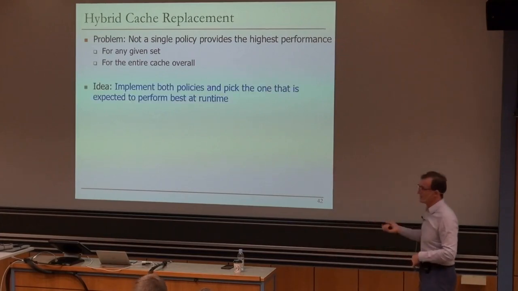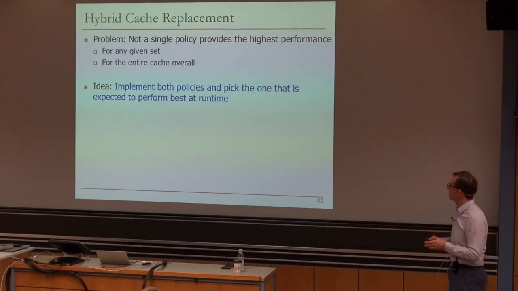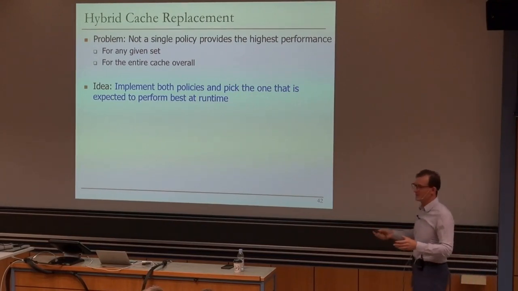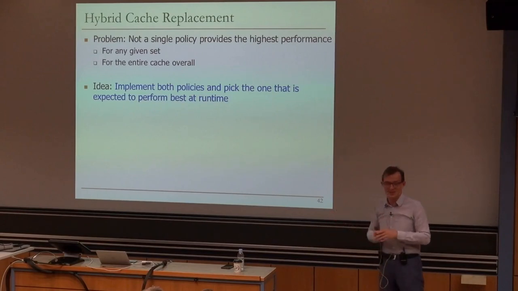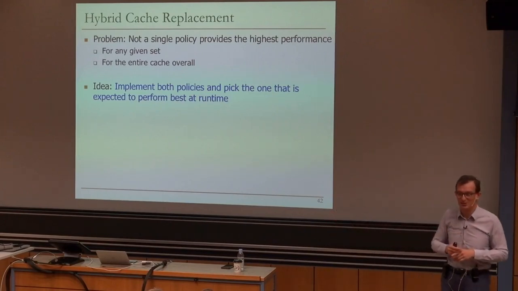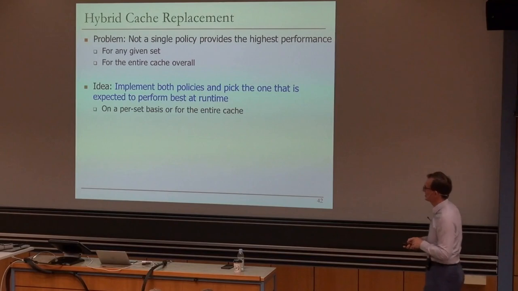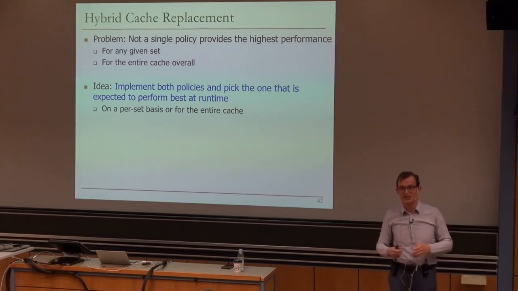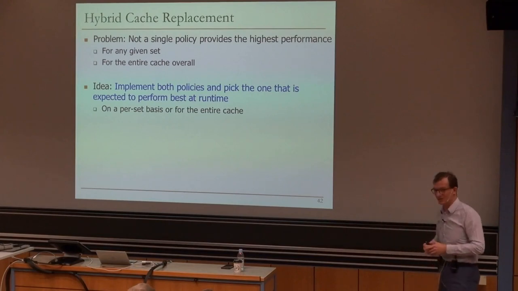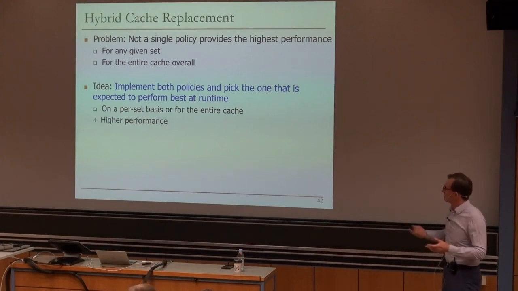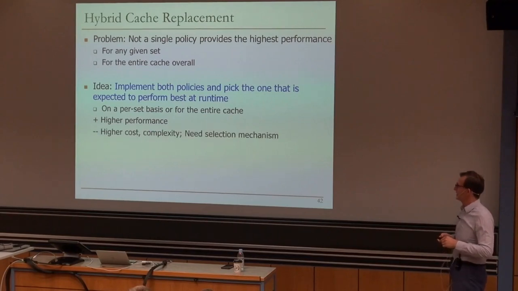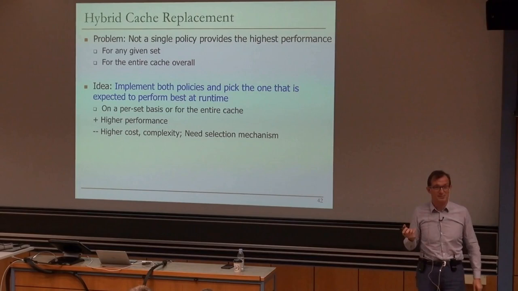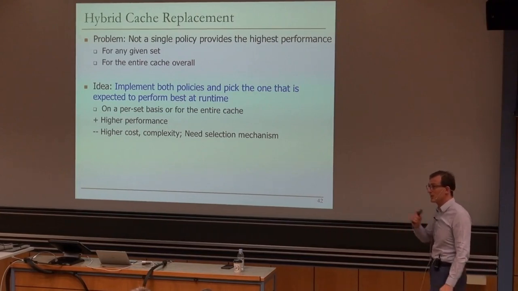So the idea is very simple. Implement both policies and pick the one that's expected to perform best at runtime. It's very similar to the hybrid branch predictors that we've discussed earlier, which we may discuss more in this lecture. You could do this on a per set basis, which of course increases your complexity, or you could do this for the entire cache. The upside is higher performance, usually. The downside is higher cost and complexity, and you need a selection mechanism, a decision mechanism as to which policy you should follow.